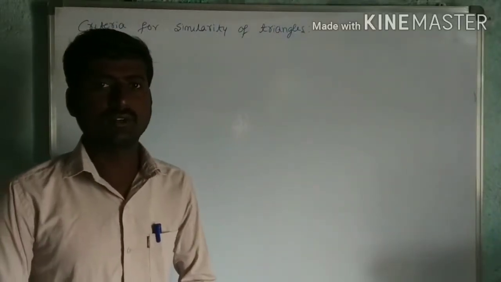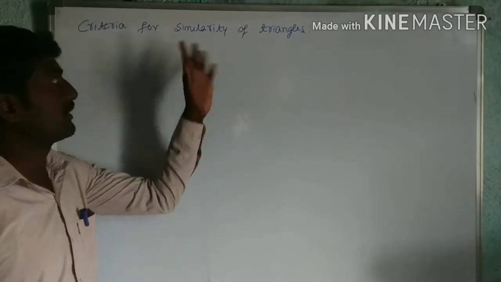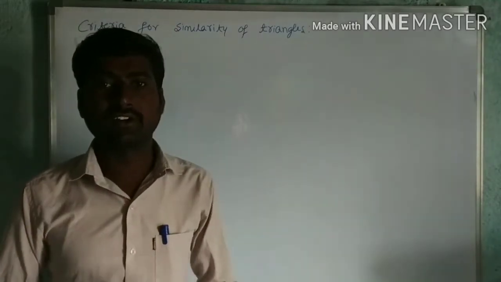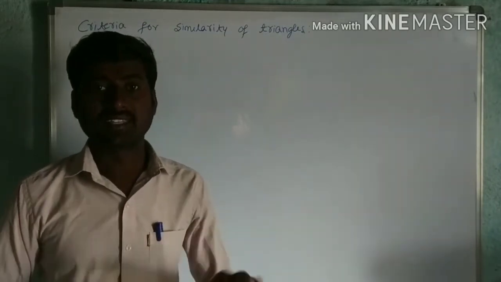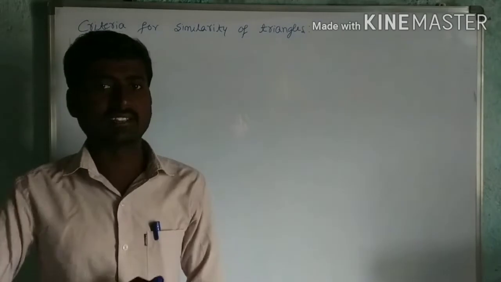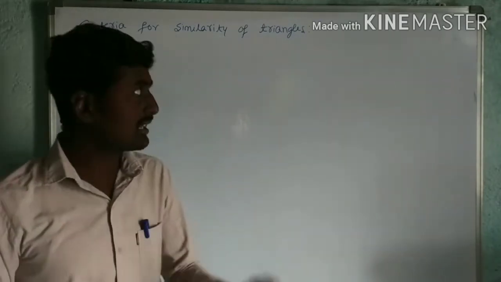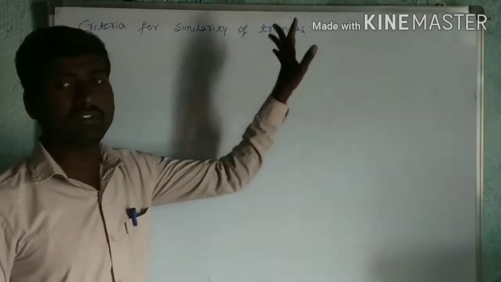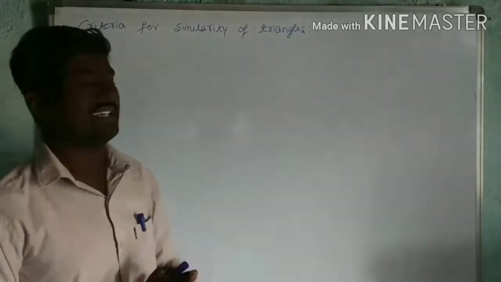Dear students, now we shall discuss the next concept, that is criteria for similarity of triangles. Already we know the criteria for congruent triangles. Those are SSS, SAS, ASA. Already you know some criteria for congruent triangles. Here also there are some criteria for similarity of triangles. So which type of triangles can you say are similar triangles?